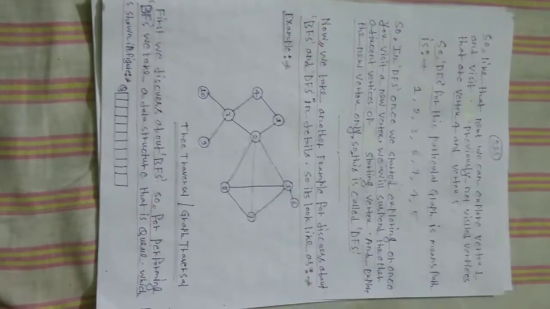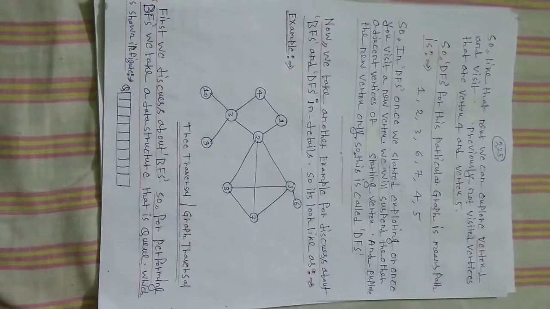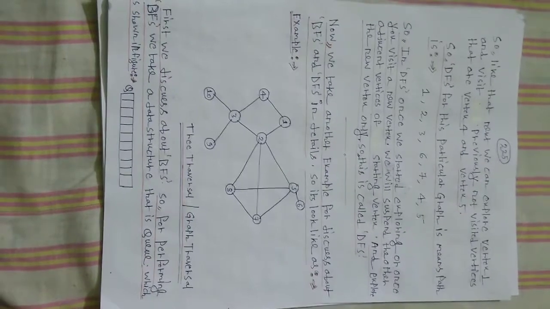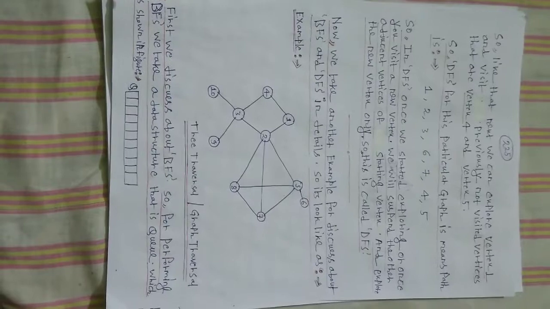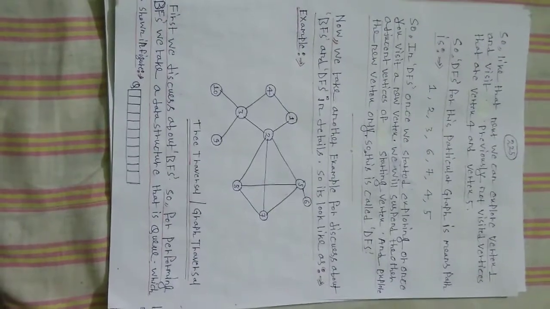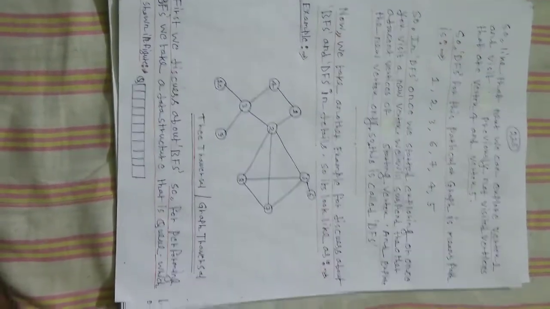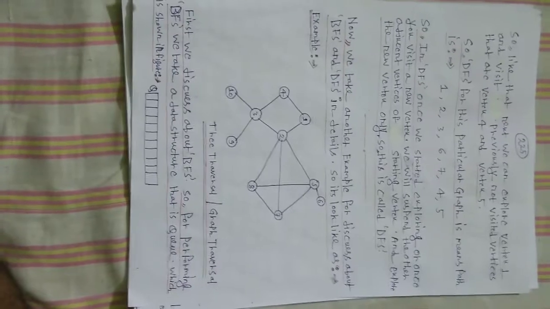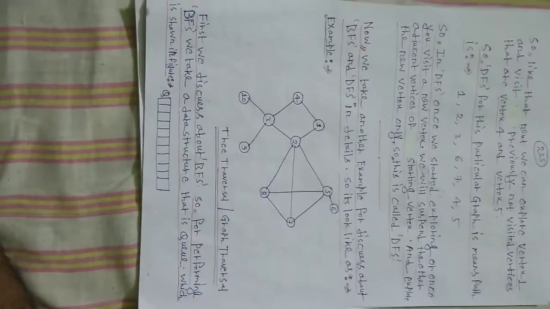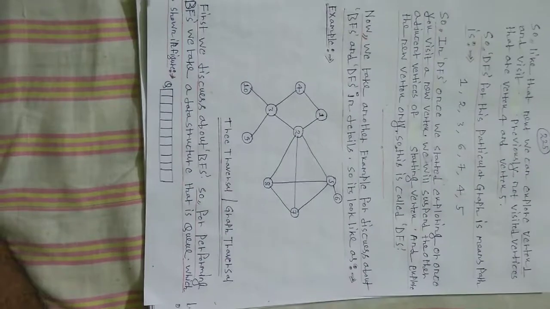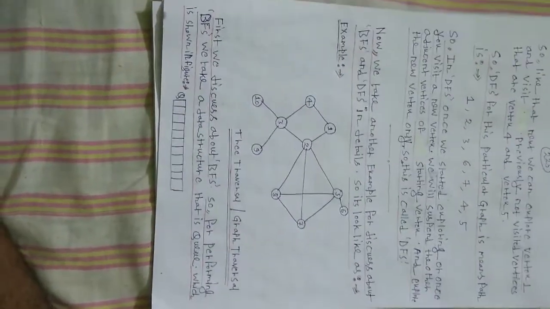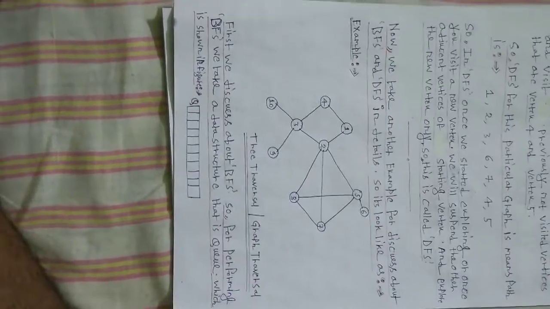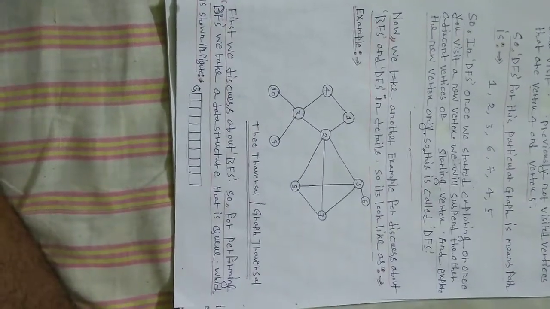In DFS, once we start exploring, once we visit a new vertex, we suspend the other adjacent vertices of the starting vertex and explore the new vertex only. This is called DFS. Now we take another example to discuss BFS and DFS in detail. It looks like this. First we discuss BFS. For performing BFS, we take a data structure that is a queue, Q, which is shown in the figure.